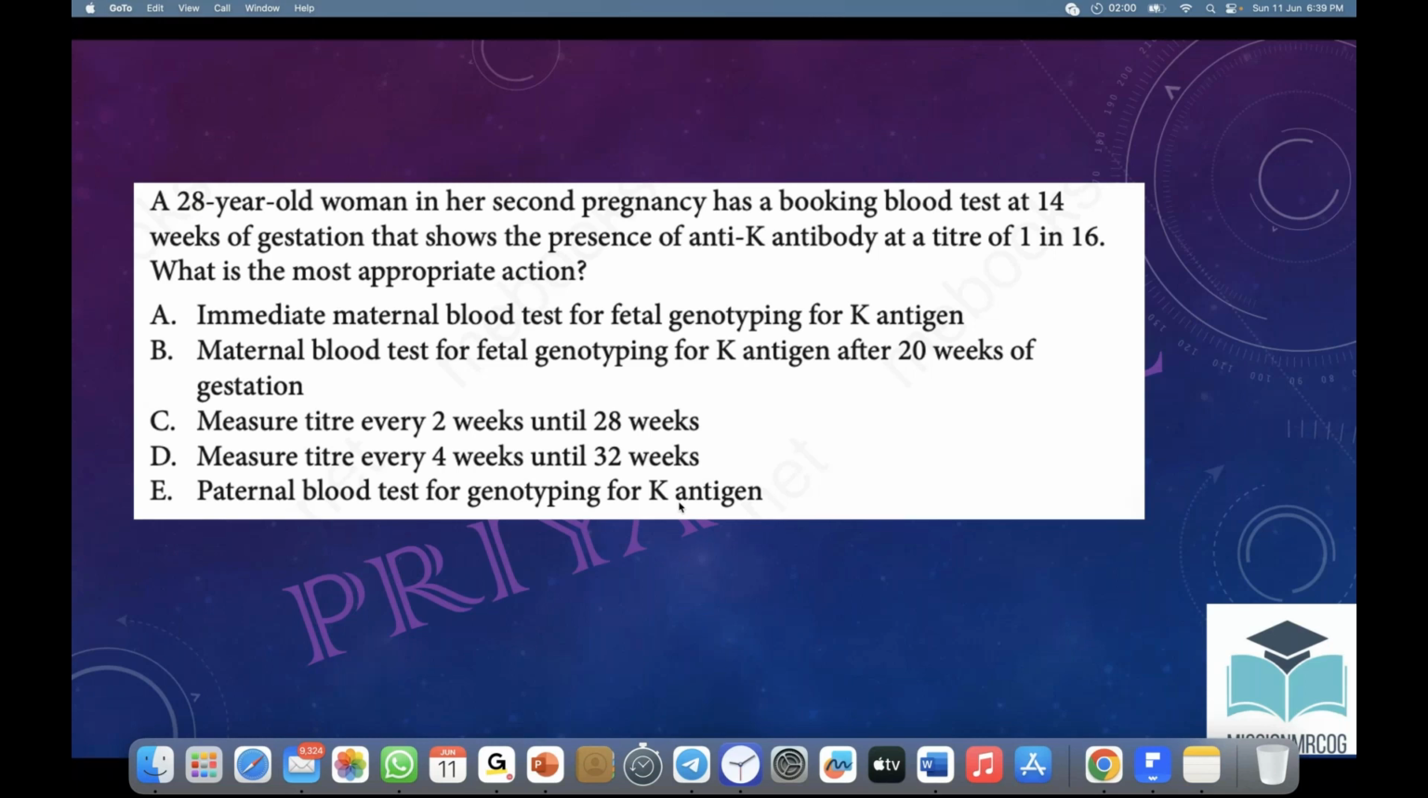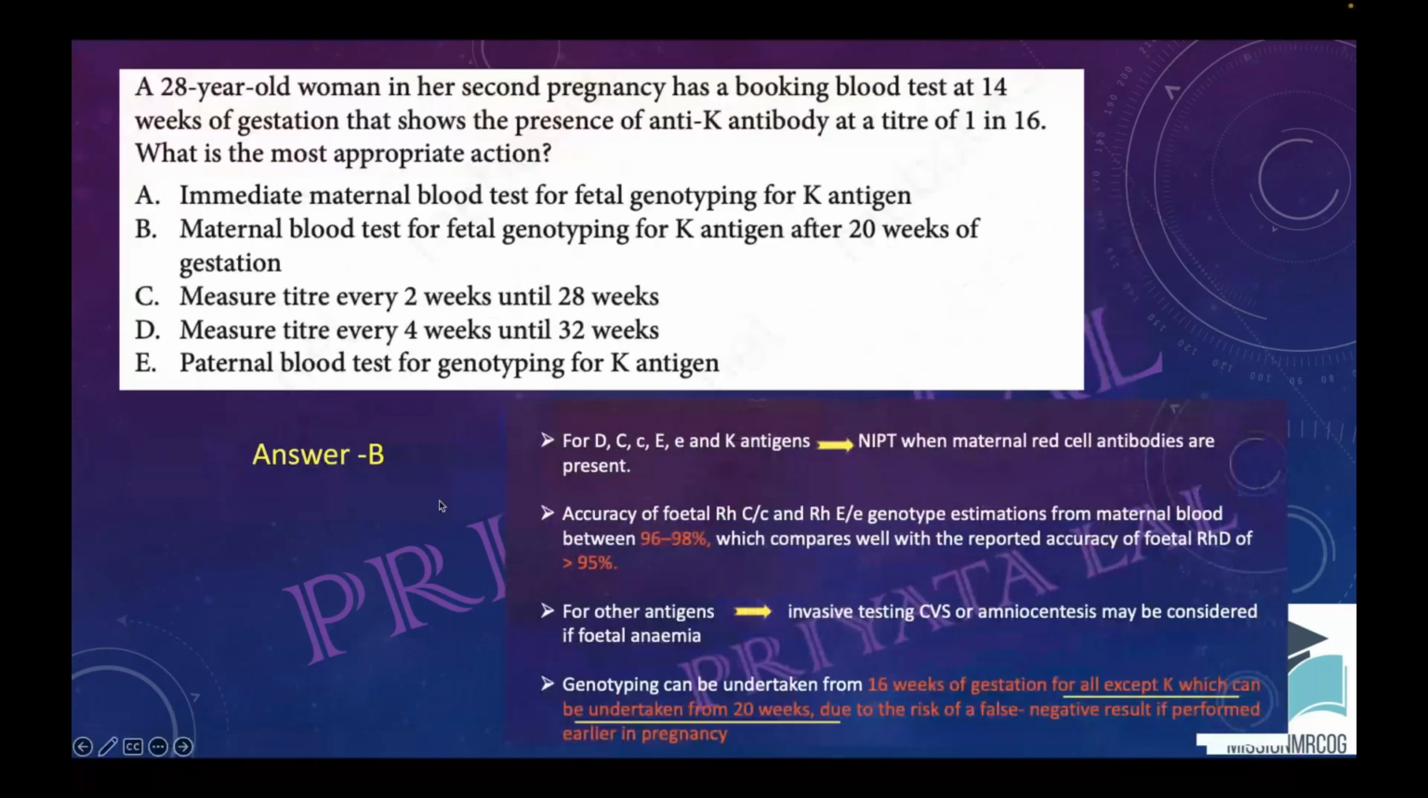Let me see. B. Yes. So the first step would be the maternal test. Yes, the answer is B, maternal blood test for fetal genotype K antigen after 20 weeks of gestation.